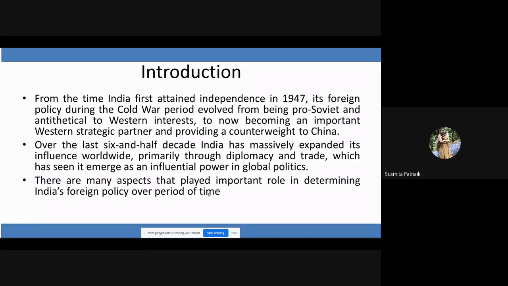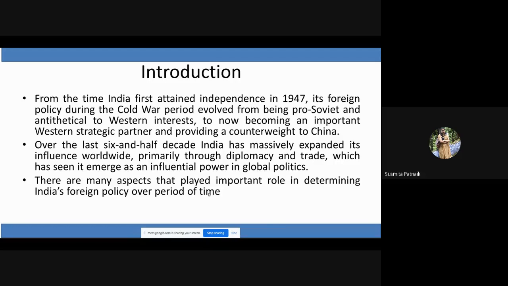So from the time of 1947, its foreign policy during the Cold War period evolved from being pro-Soviet and antithetical to Western interest to now becoming an important Western strategic partner and providing a counterweight to China. What is the meaning of this? India's foreign policy has gone through 3 phases. The first phase is after independence.